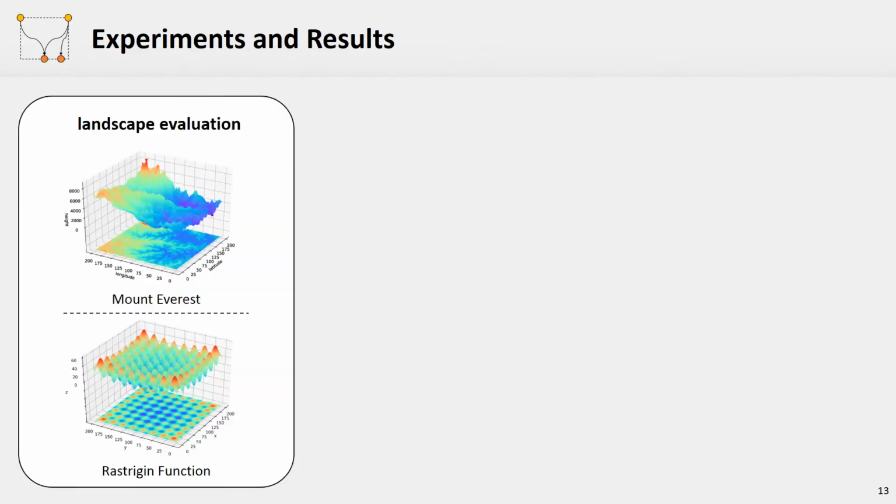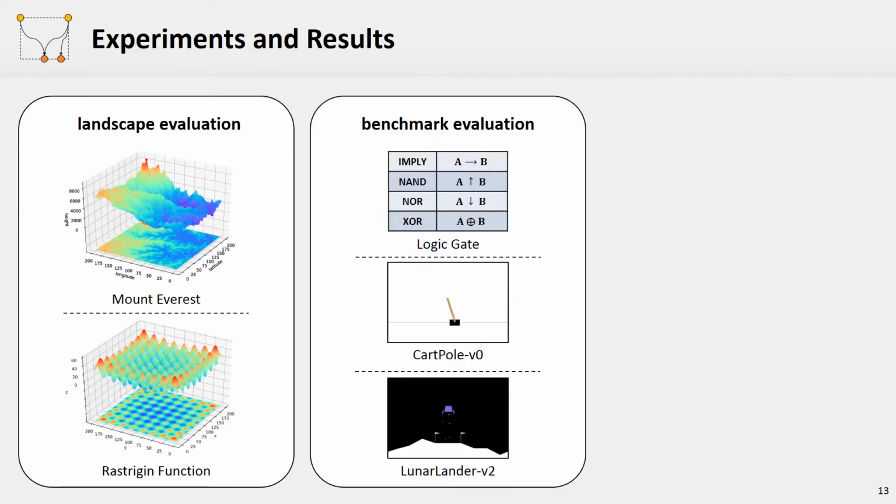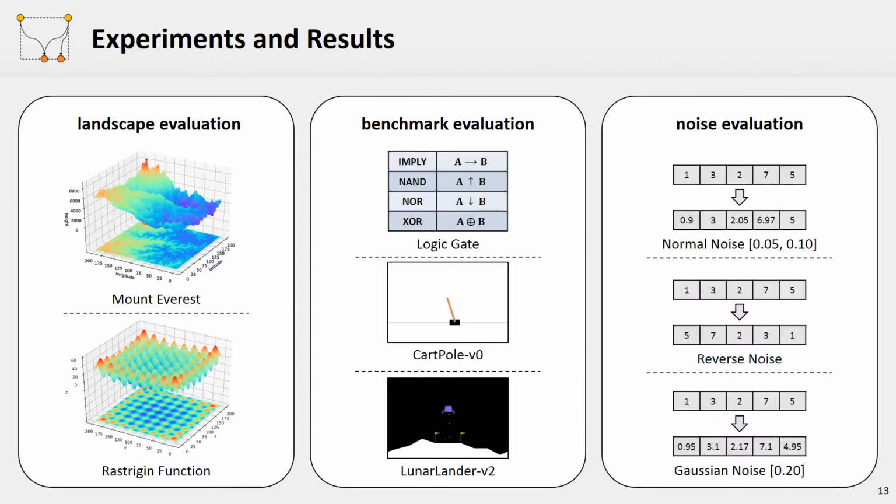In the landscape evaluation, we discuss how our proposed and cutting-edge evaluation strategies find the maximum value in 2 types of fitness landscape. In the benchmark evaluation, we select logic genes and 2 continual control gaming benchmarks in the OpenAI gym for discussing the performance of NET and NET with reverse encoding tree. In the noise evaluation, we discuss 3 types of noise in the above 2 types of strategy.